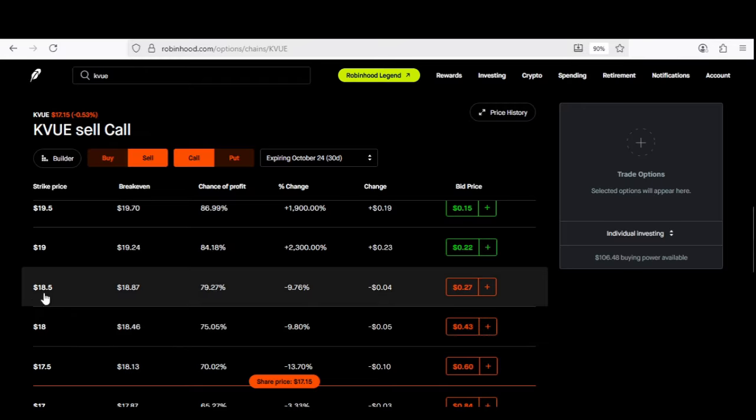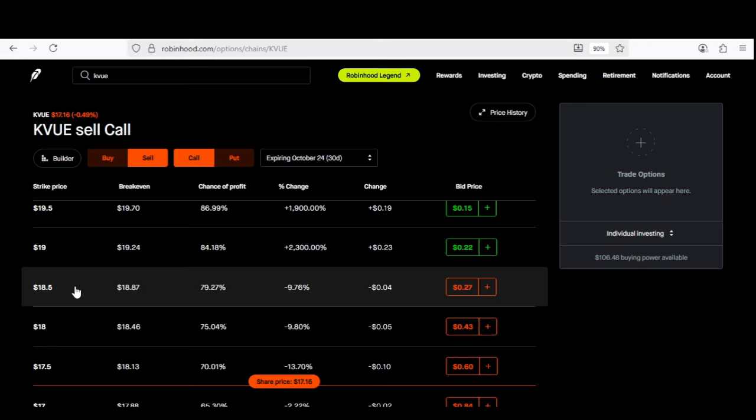$18.50 right here. Now, once again, because I'm doing this covered call based on my shares, I could take a bit more risk. So I'm going to be going with the 18.5, which is going to be directly at break even. The break even is not really going to matter much for this strategy because this is the shares that you own outright and not the LEAPS option.